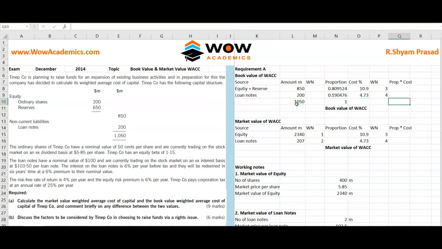So we have our cost. The last step is to multiply the proportion into the cost. So you'll get your proportional cost. Do it for the same, and finally you have to add. So we'll add formulas here. So the answer comes to 9.7. Okay, so this is the answer. So if you want, you will put it here. So that's about the answer.